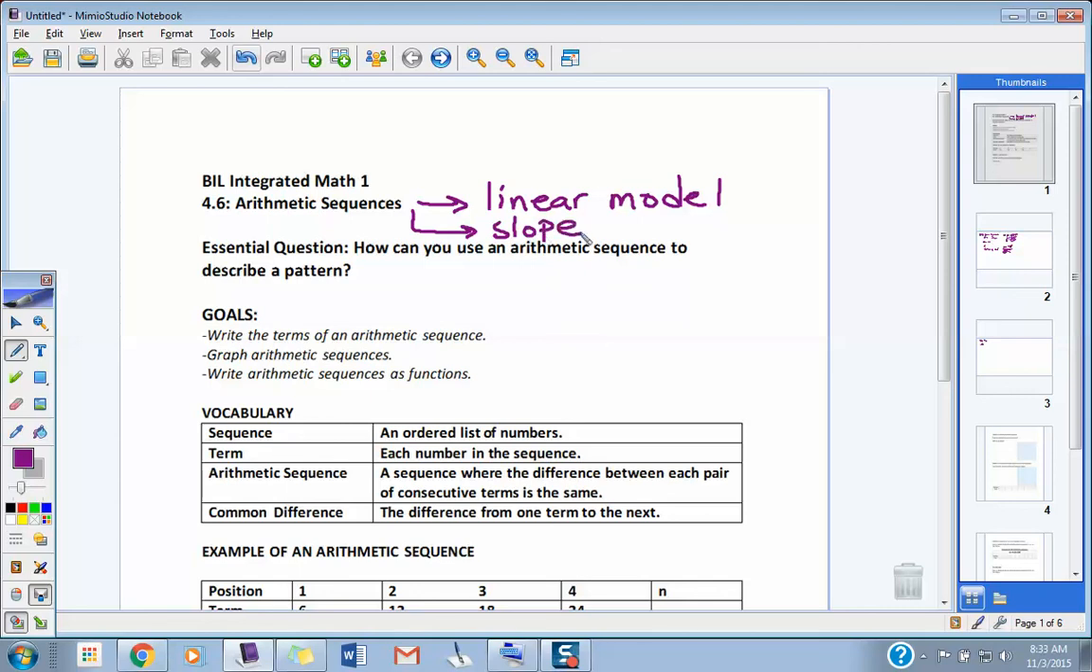Okay, so how do we use an arithmetic sequence to describe a pattern? Well, what we're going to end up doing today is writing the terms of an arithmetic sequence. I'll show you that in a second. We're going to look at the graph. Expectation is the graph is what type of graph today? Linear. Okay. Graph arithmetic sequences. And then I'm going to give you a nice formula to help you write arithmetic sequences as functions and then use that to make predictions about certain terms.